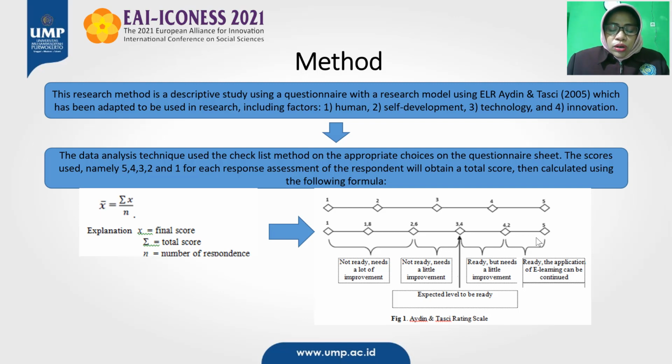If the total score is 1 until 2.6, it means the school is not ready or needs a lot of improvement. The total score 2.6 until 3.4 means not ready or needs a little improvement. The total score 3.4 means the expected level is ready. The total score 3.4 until 4.2 means ready but needs a little improvement. And the total score 4.2 until 5 means the school is ready and the application of e-learning can be continued.